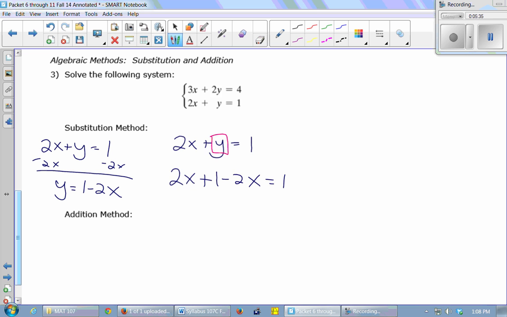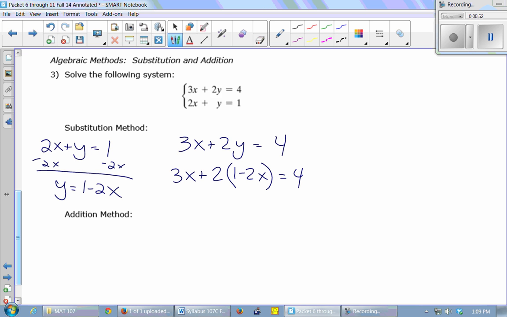Sorry, I didn't write the other equation. I'm going to write the other equation: 3x plus 2y equals 4. Substitute the y, 1 minus 2x.